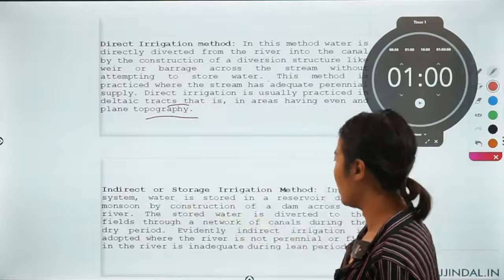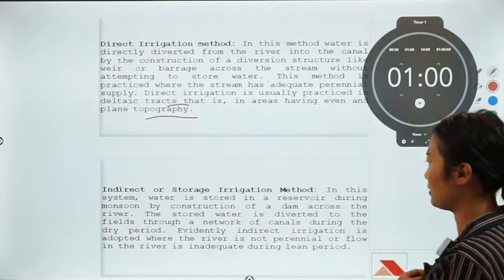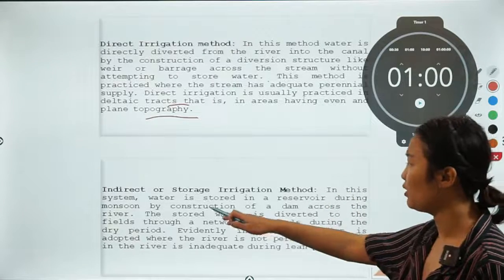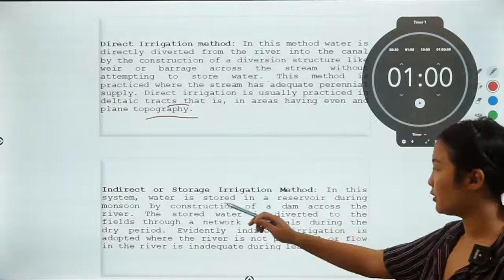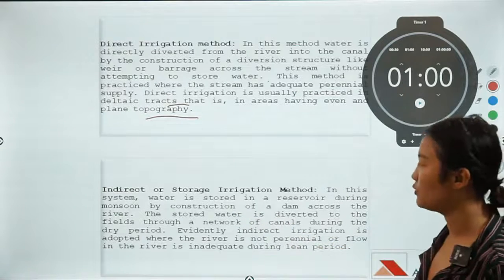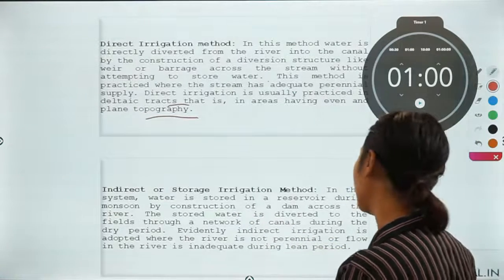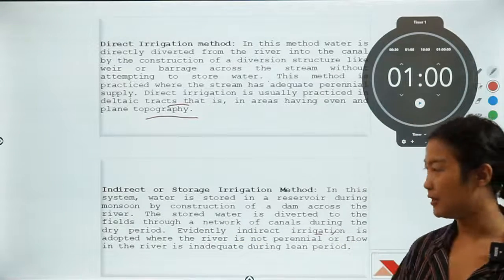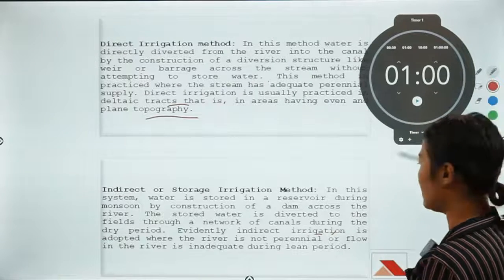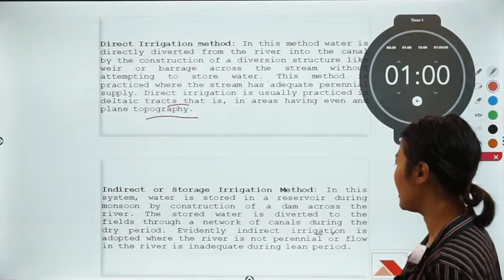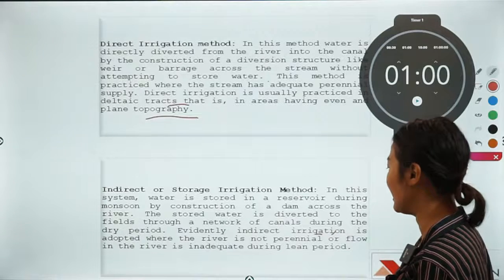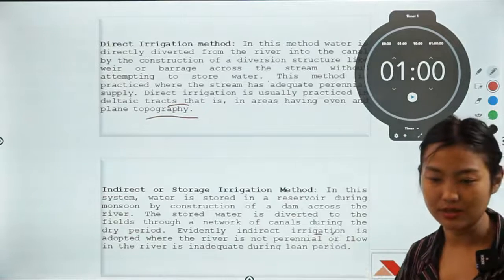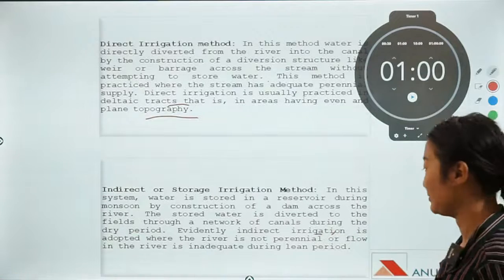In the indirect or storage irrigation method, water is stored in a reservoir during monsoon by construction of a dam across the river. The stored water is diverted to the field through a network of canals during the dry period. Indirect irrigation is adopted where the river is not perennial and the river flow is inadequate during the lean period. This is the major difference between the direct and indirect methods of irrigation.